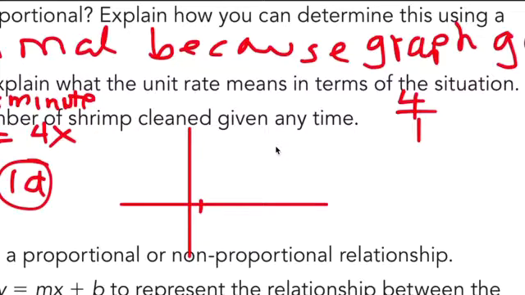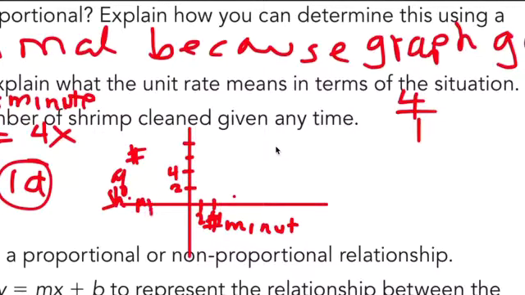I'm going to do this because 1 minute, this is the number of minutes here. We don't use negatives because there's no negative minute. At 1 minute, he can clean 4 shrimp. At 2 minutes, he can clean 8 shrimp. And so forth, 6 minutes. At 4, he can clean 16. Oh, this graph doesn't work. Put it on another. This is the number of shrimp here.